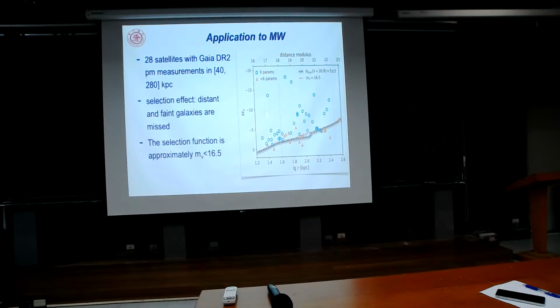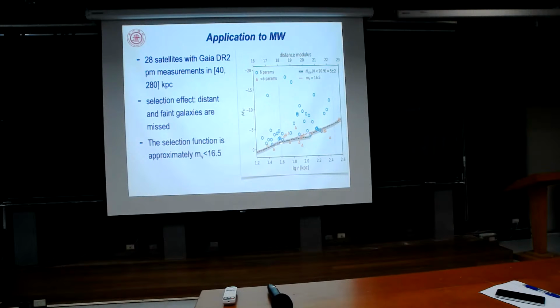And as you see, this is luminosity of satellites, and this is distance from the center of the Milky Way. The more negative the value, the brighter the galaxy. If they are quite distant, then only bright ones can be observed, right? So at larger distance, only brighter galaxies can be observed. If they are close, then we can measure fainter ones. So this is very natural, right?